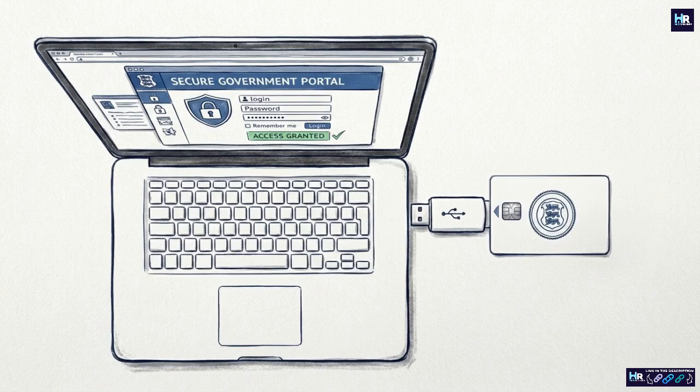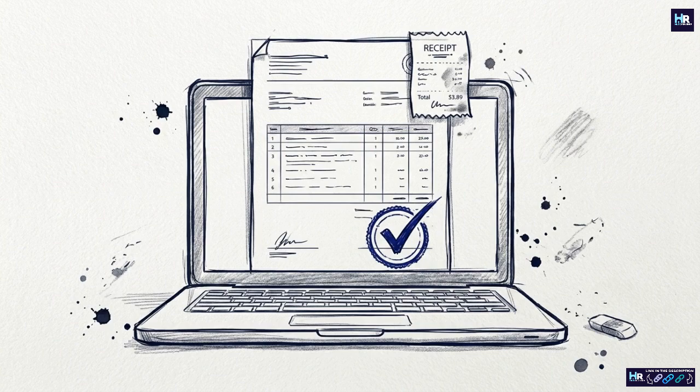Using your new digital ID, you log into the e-business register, pay a 265 euro state fee, and form the company. Approvals usually come through in a matter of hours.